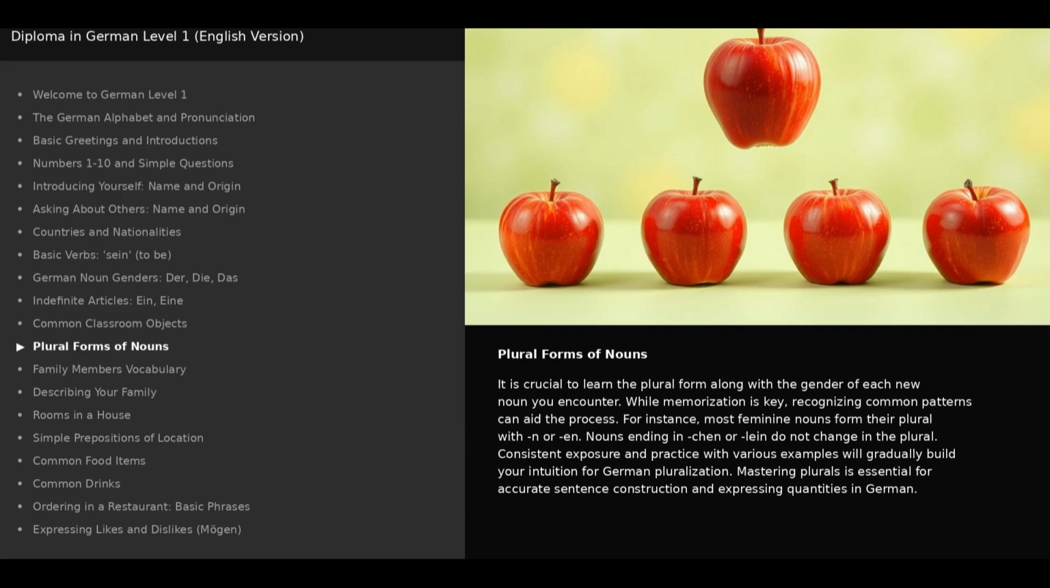While memorization is key, recognizing common patterns can aid the process. For instance, most feminine nouns form their plural with -n or -en. Nouns ending in -chen or -lein do not change in the plural. Consistent exposure and practice with various examples will gradually build your intuition for German pluralization. Mastering plurals is essential for accurate sentence construction and expressing quantities in German.